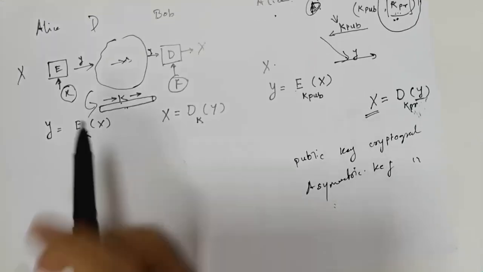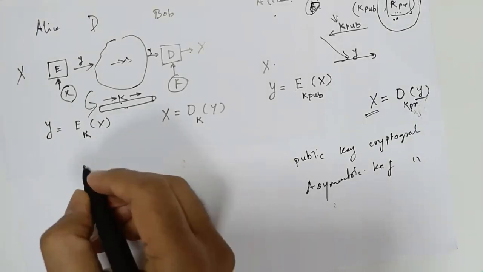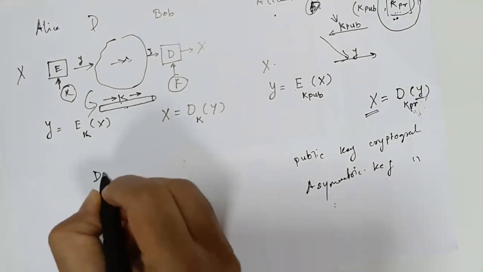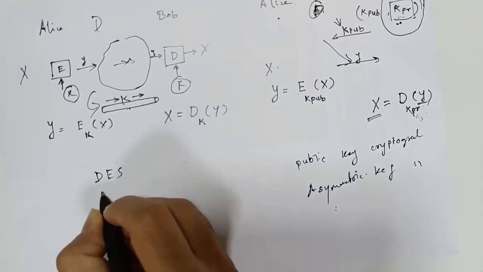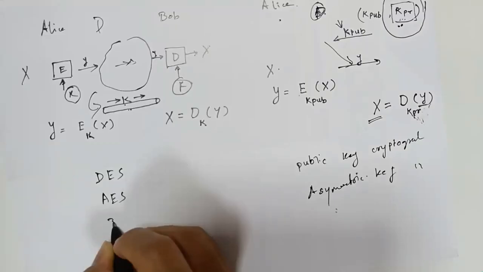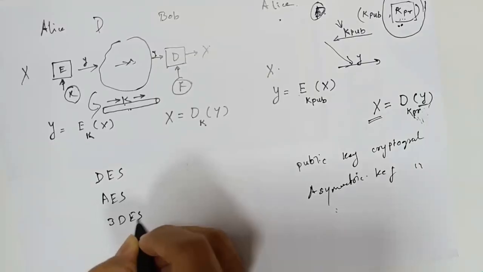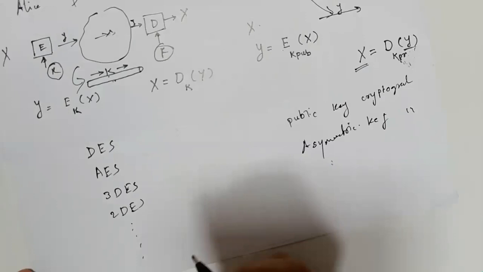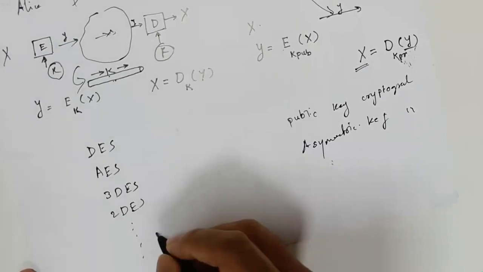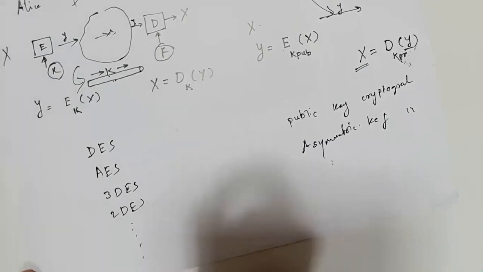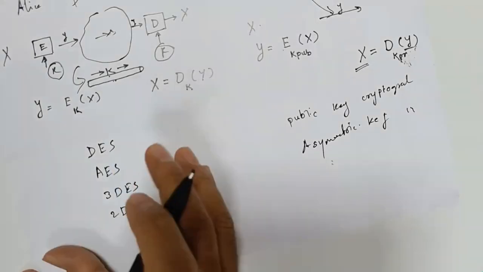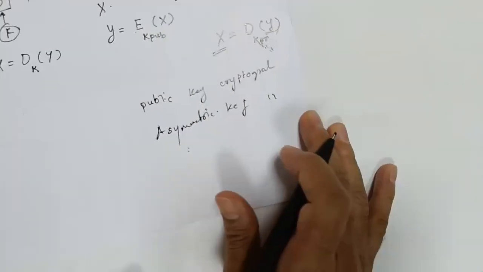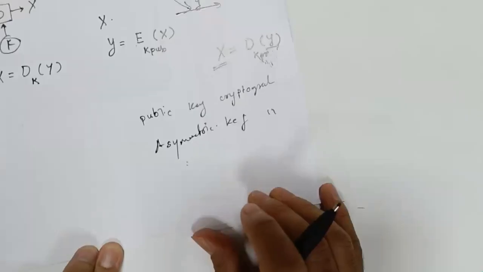Now, when you talk about symmetric key encryption, we have seen DES, AES, triple DES. There was a double DES also. And there are hundreds of such algorithms. When you talk about symmetric key encryption. But for asymmetric key encryption, there are very few.